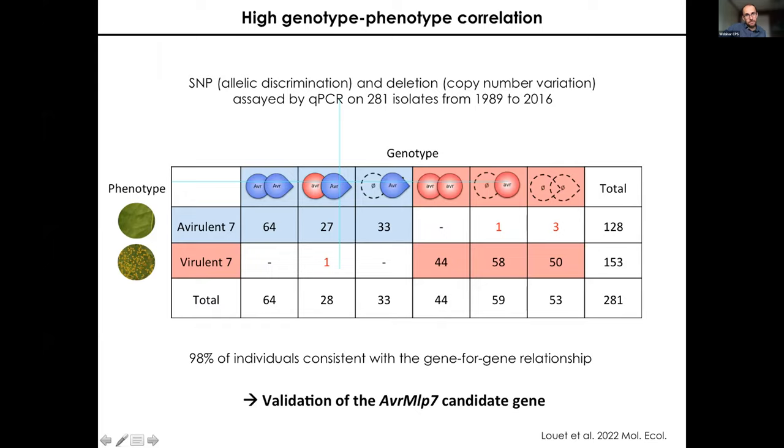So there is a very good correlation between genotype and phenotype, and a few exceptions in red. Here one, and here four others, for which either the genotype should be virulent and finally the phenotype is avirulent, or the opposite, the genotype is avirulent and the strain is virulent. So we have 98% of individuals which are consistent with the gene-for-gene relationship. So we think that it's at least a partial validation of the avirulence candidate gene.